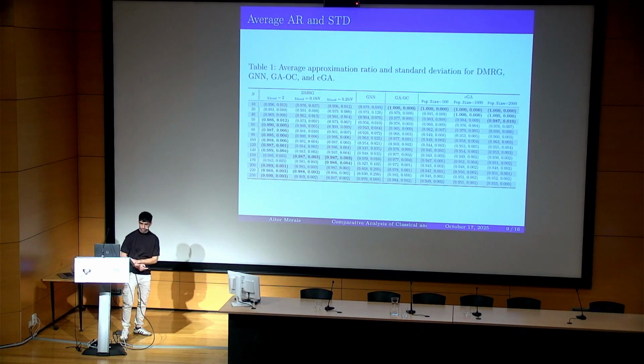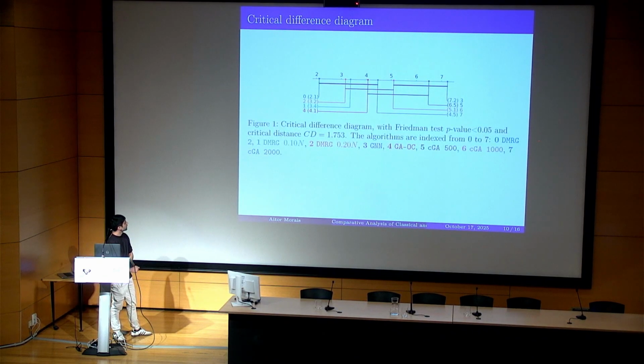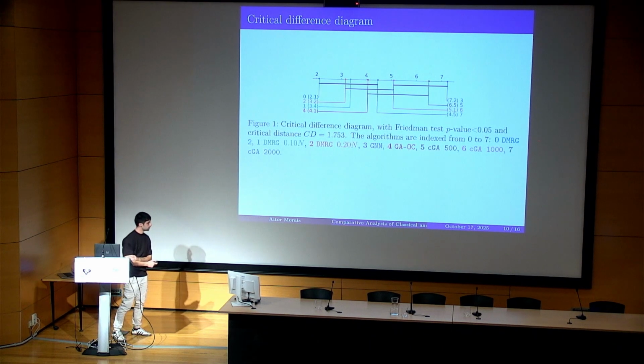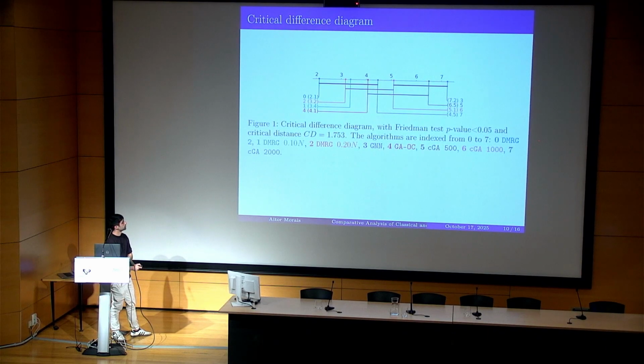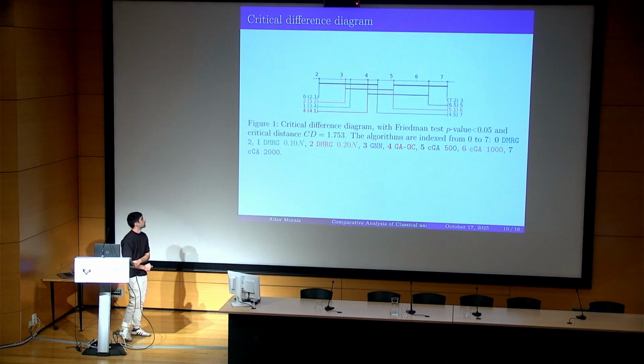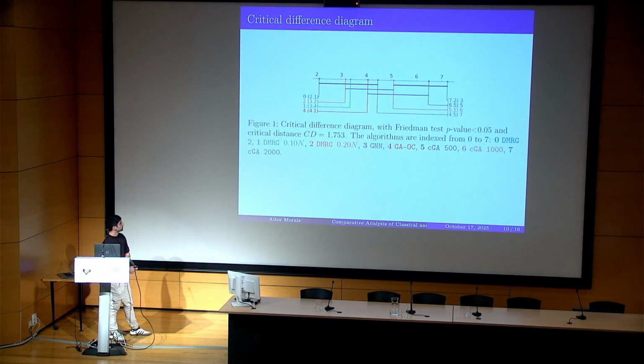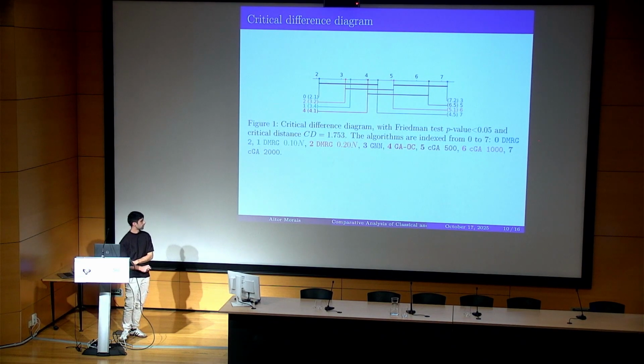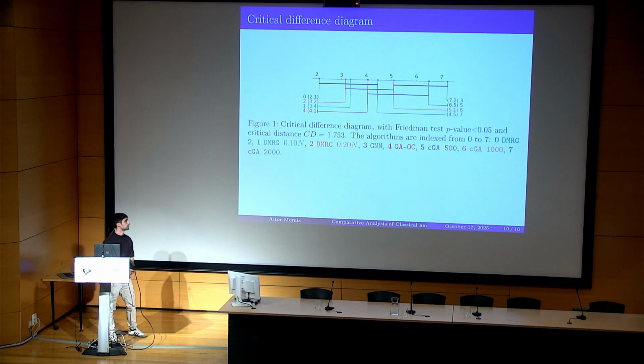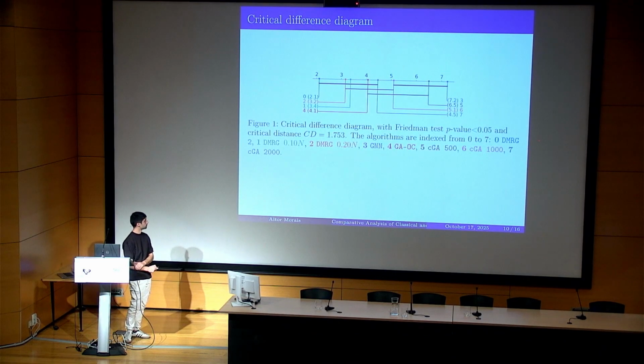Okay, with these results, we performed a Friedman and Nemenyi test, and this test has a statistical significance of p lower than 0.05 with a critical distance of 1.75. Here, a lower number represents a better result, and we can see that the winners are the DMRG algorithms, followed by the graph neural network, the genetic algorithm with optimal cuts, and finally the canonical genetic algorithm.